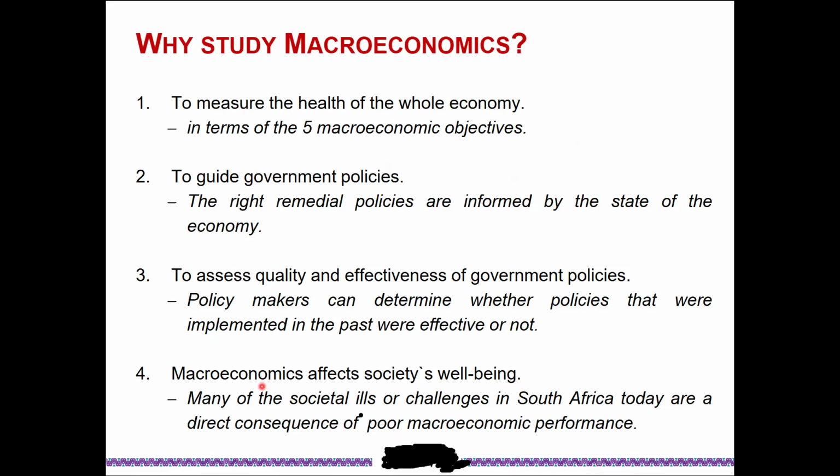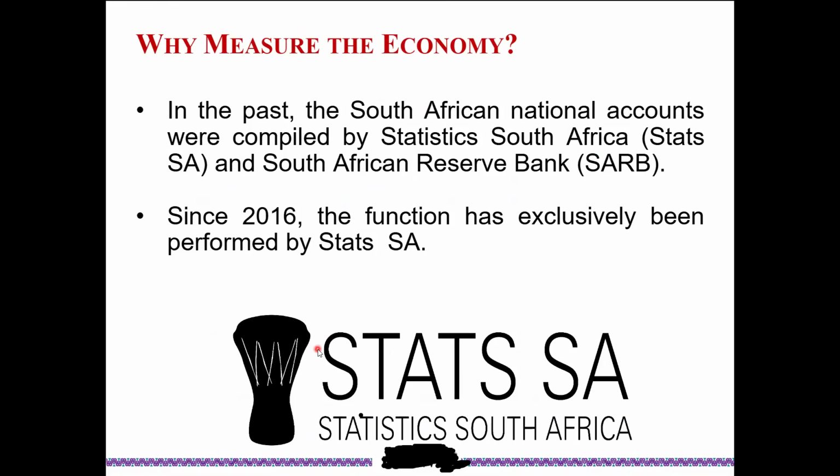For example, if we have a higher rate of unemployment, it means that many people are not employed, right? So how can that affect the society? It can affect the society through crime. The crime rate will increase because people will be trying to find means to survive, right? And also teenage pregnancy and so on. So macroeconomics also affects the society's well-being. I hope you guys understood that.